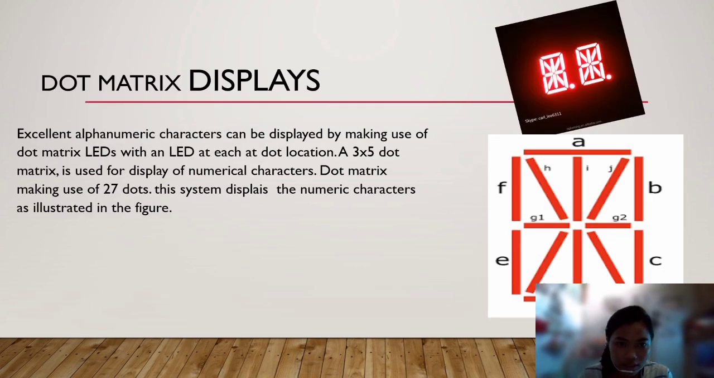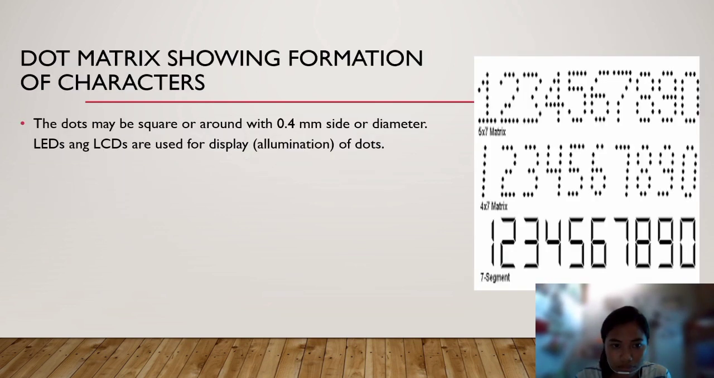Dot matrix displays. Excellent alphanumeric characters can be displayed by making use of a dot matrix with an LED at each of the dot locations. A 3 by 5 dot matrix is used for display of numerical characters. This dot matrix makes use of 15 dots. This system displays the numerical characters as illustrated in the figure, showing formation of characters.